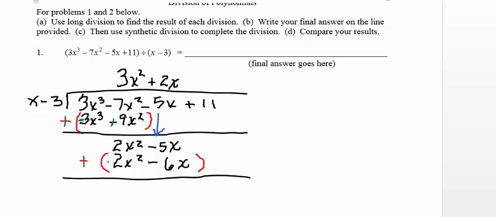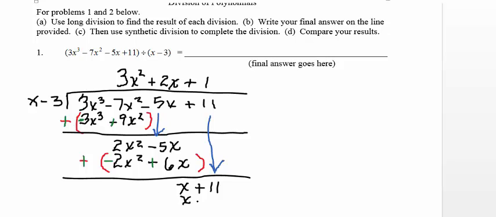Remember that first subtraction, if I change it to an addition, then it would be the first addition, should always be 0. And then negative 5x plus 6x is simply x. And I bring down the positive 11. So now I want to divide x minus 3 into x plus 11.